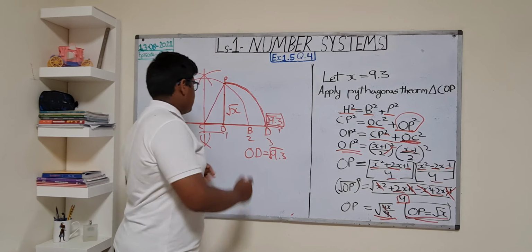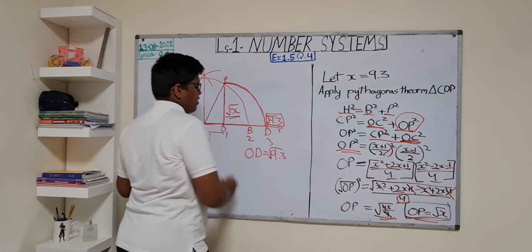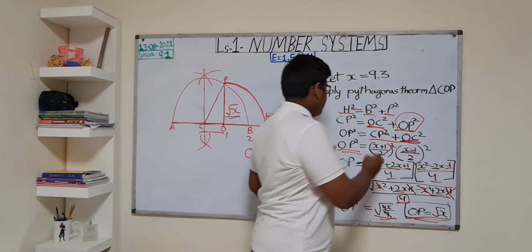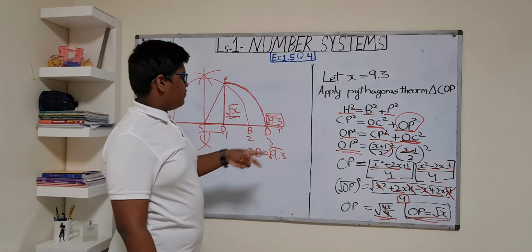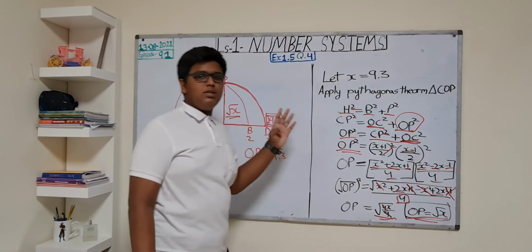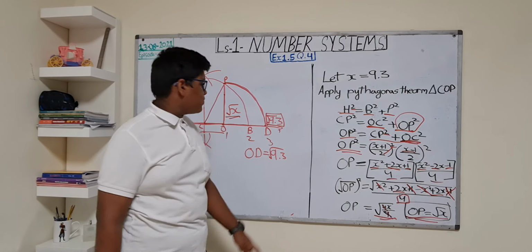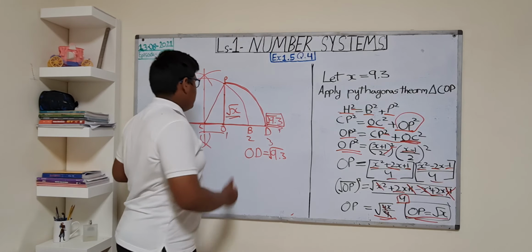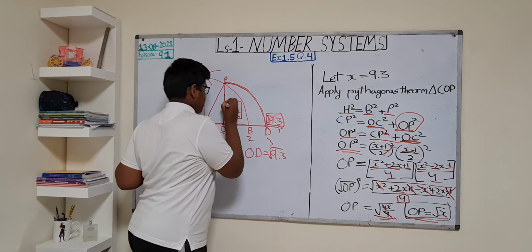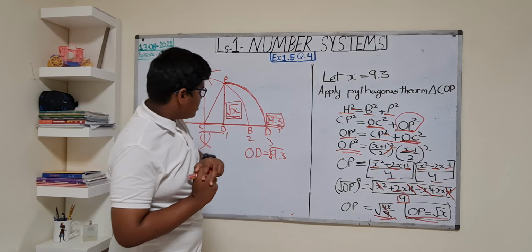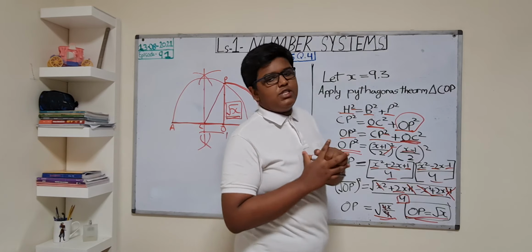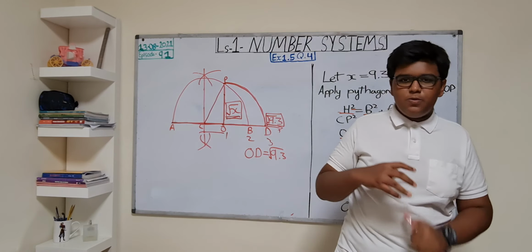Now here we get root x, right? We had to find OP square. We were doing all this process just for finding OP square. Now OP square is root x, right? So this was the answer for question number 4 from exercise 1.5.